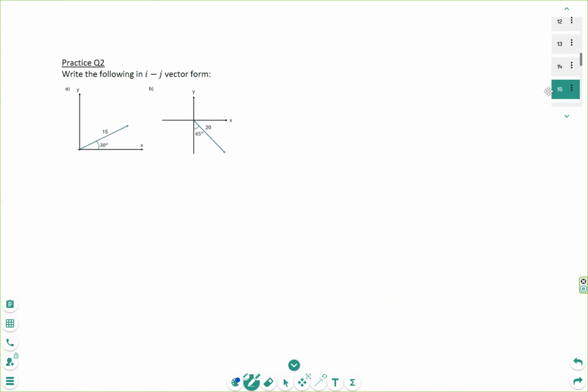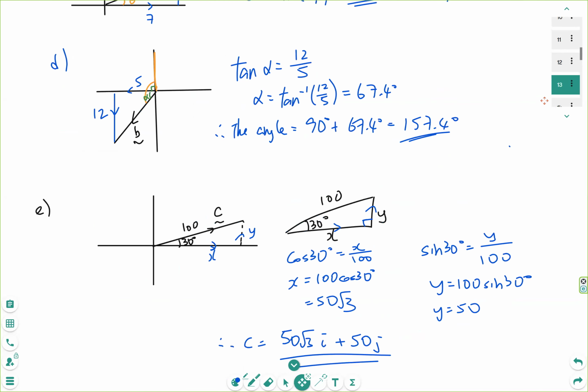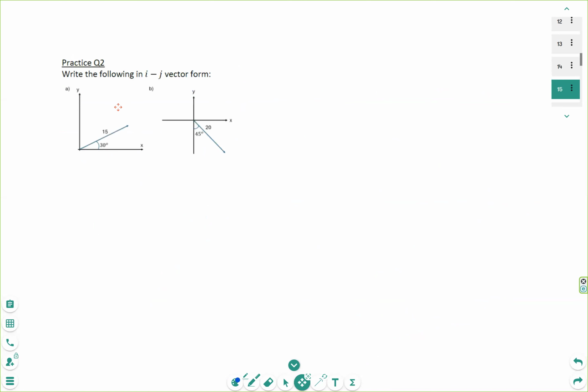Okay, so practice question 2. This time you're given the magnitude. Write the following in ij vector form. If you struggle with this, have a look at our part E again. So very similar. Pause the video, have a go at practice question 2. When you're ready for the answer, you can press play. So these are the final answers. If you got it right, well done, good for you. Move on to the last exam practice. But if you don't, I'm going to go through it with you, one by one.